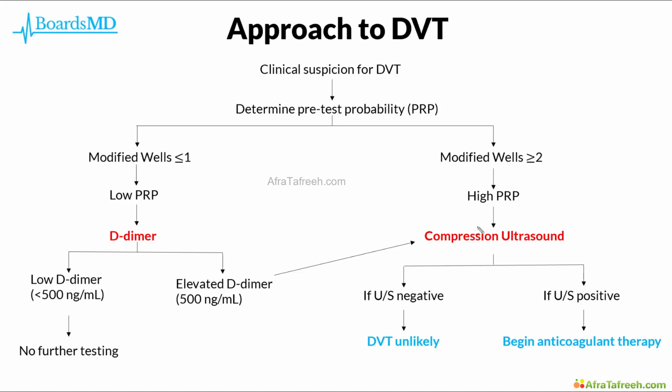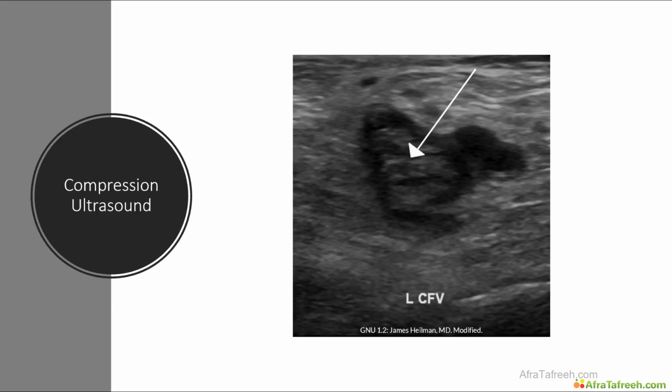Once we get our compression ultrasound, if that ultrasound is negative, then the DVT is highly unlikely, and if that ultrasound is positive, then we can consider giving anticoagulation therapy. Here we have an example of a compression ultrasound of the deep veins of the leg. In particular, this is the left common femoral vein of this particular patient, and normally we would expect that this vein would be patent. However, as we can see here, there is clearly the presence of this clot, and this is highly characteristic of what we would see on ultrasound in a patient with a DVT.